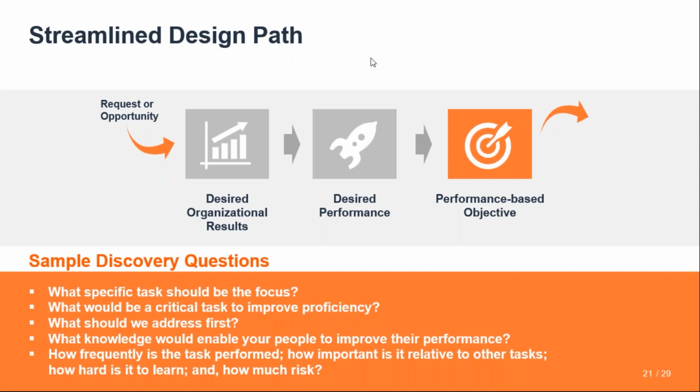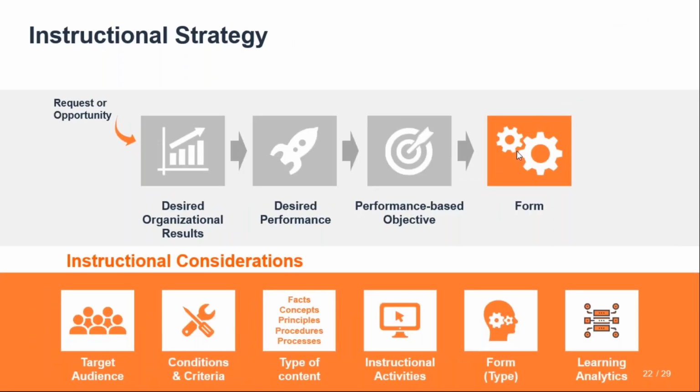And what knowledge or skills would enable people to improve their performance? And of course, we can also get their insights on how frequently the task is performed, how important it is related to the other tasks learners have to do in their job, how easy or difficult it is to learn, and the risk associated with it. Because as we've seen earlier, the answers to this last question will really give us insights on designing the microlearning asset. And then finally, once we have these questions answered, it's time to finalize the form.